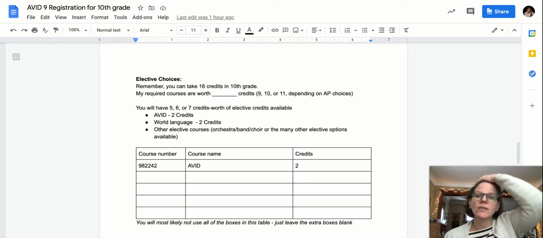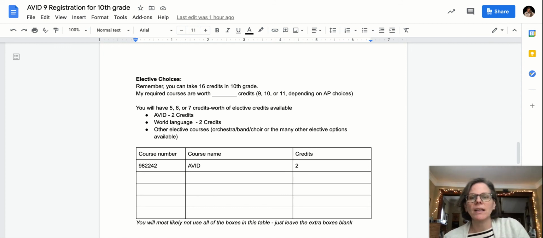On this page, you can take 16 credits in 10th grade. Your required courses, you already figured out, they're either worth 9, 10, or 11. Just move that number down here. So you either have 5, 6, or 7 credits worth of electives available. AVID is going to take 2 of those. World Language is going to take 2 of those. If you are in AVID and World Language, and then band, choir, orchestra, you can see you will not be able to take AP Bio 2 because you'd run out of credits. You only have 5 and you'd need 6.